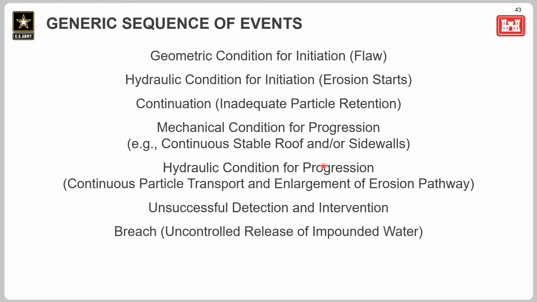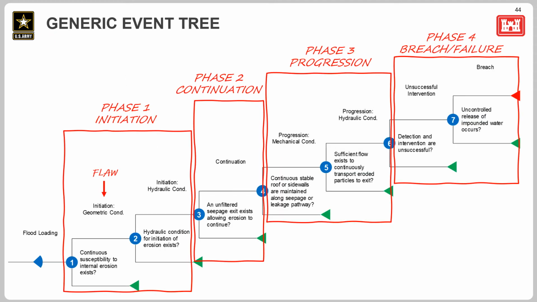continuation, and progression. So for analyzing engineering risks, we typically use event trees as a common approach for dam and levee safety risk assessments. An event tree shown here is a graphical representation of the sequence of events that lead to a set of outcomes. So the outcome is generally breach.